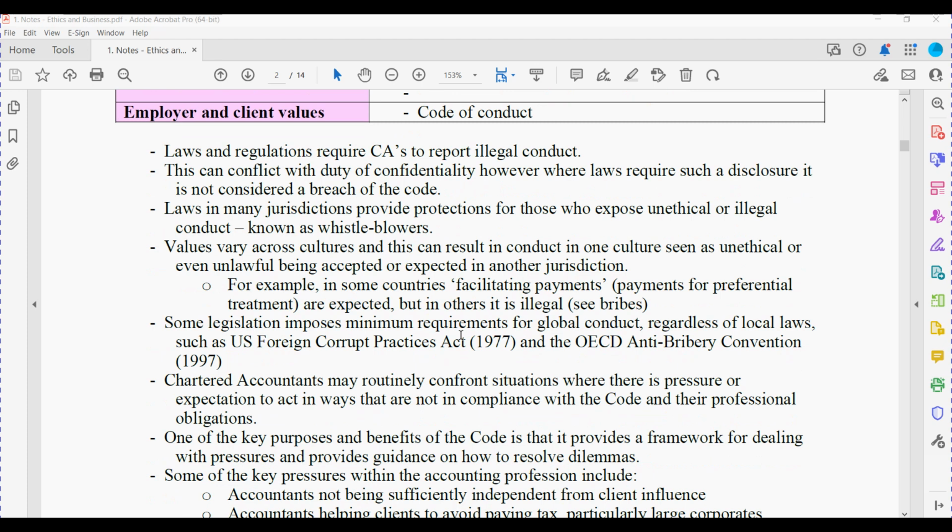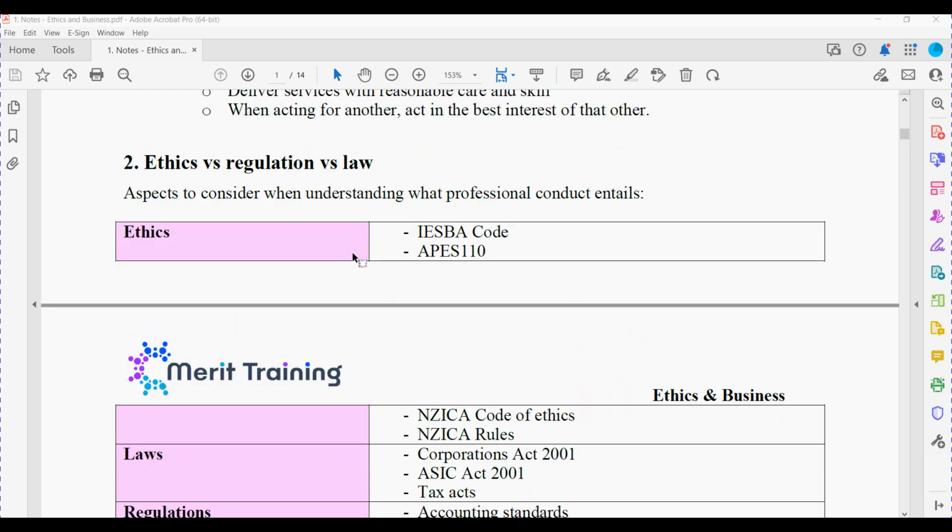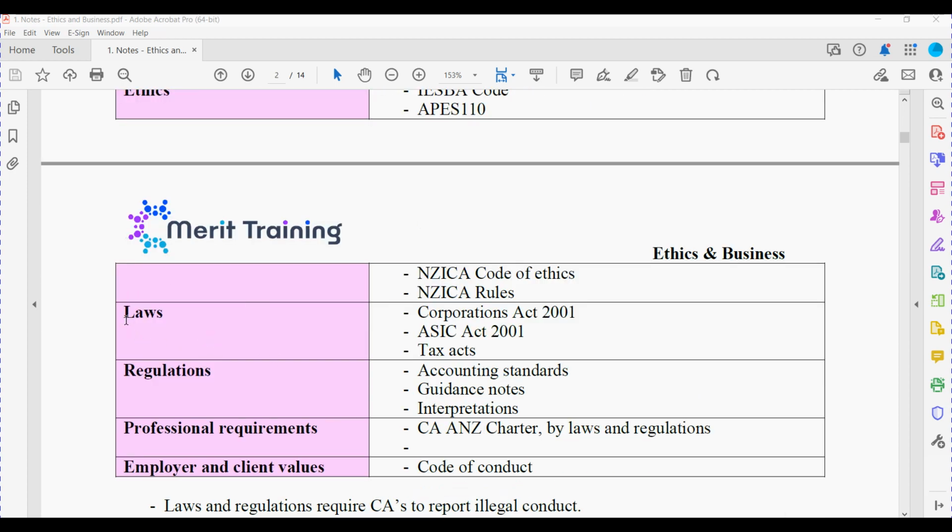Okay, so let's go through some of the detail summarized from the textbook. So laws and regulations require CAs and CPAs as well to report illegal conduct. So this can conflict with duty of confidentiality, right? Which is one of the principles set out. So this is a good example of where there can be an overlap or contradiction between ethics and regulations, right? Because ethics require confidentiality, laws require disclosure in certain situations.